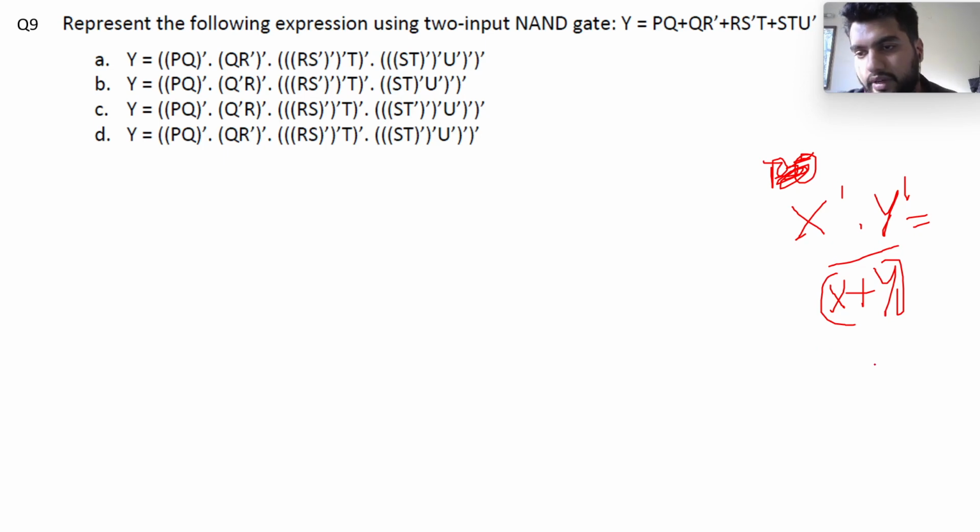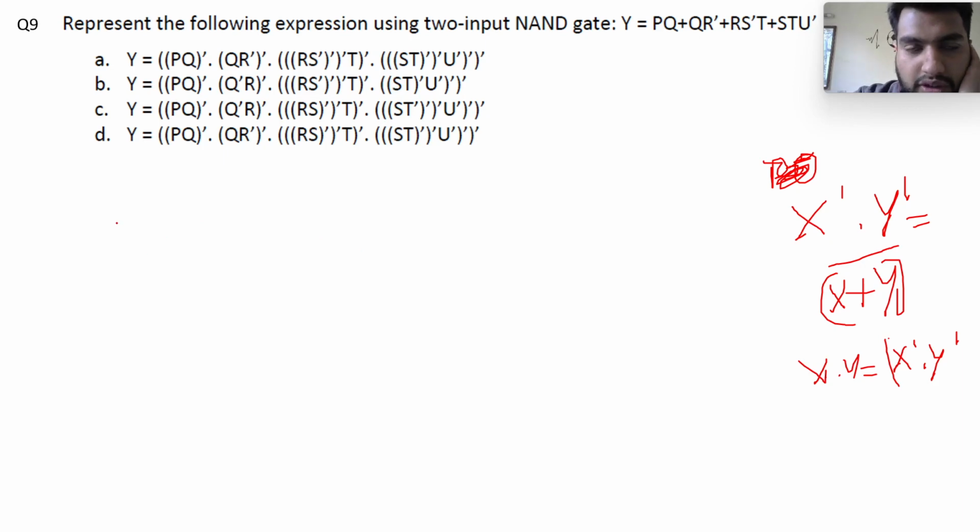So if I want to get xy, I will just use x complement dot y complement, and then I'll take the whole complement and I'll get this. So what I mean to say is, if I need to implement this PQ using 2 input NAND gates, and I have PQ ORed with QR, let me just take these two first, PQ plus QR complement.